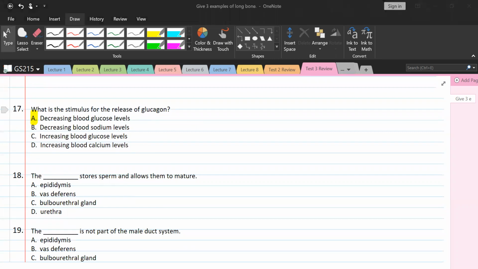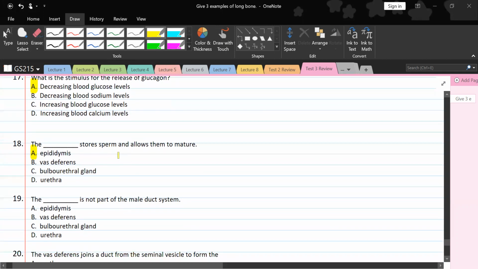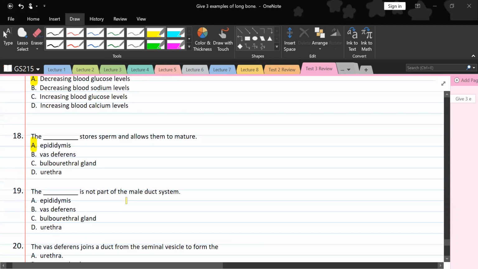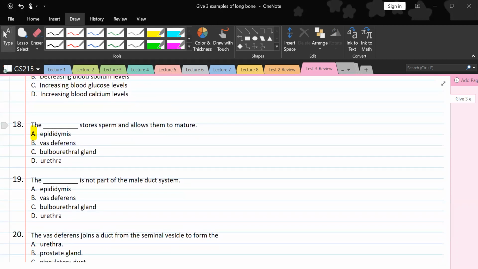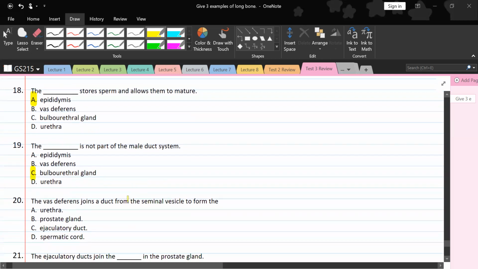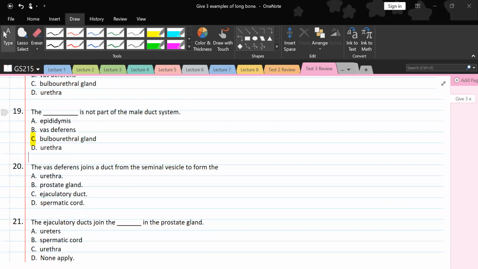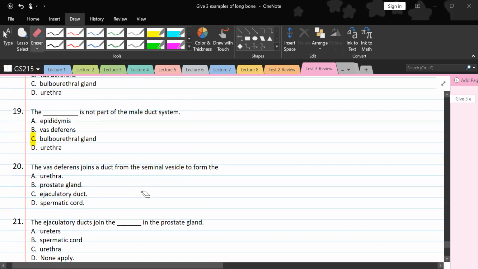Next one, the epididymis, the thing that sits on top of the testicles, stores the sperm and allows them to mature. Which of the following is not part of the duct system, as in the sperm doesn't physically travel through it? That would be the bulbourethral gland. Seminal vesicle would also not be part of the duct system. The vas deferens joins a duct from the seminal vesicle to form the ejaculatory duct.